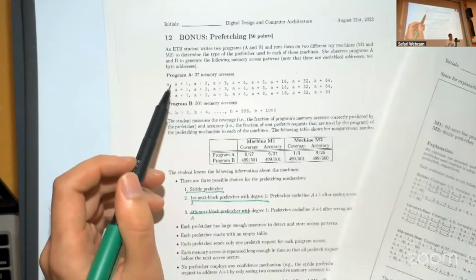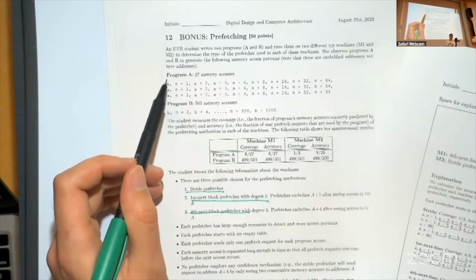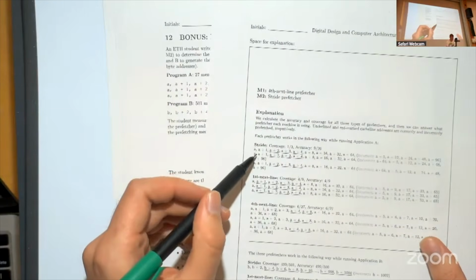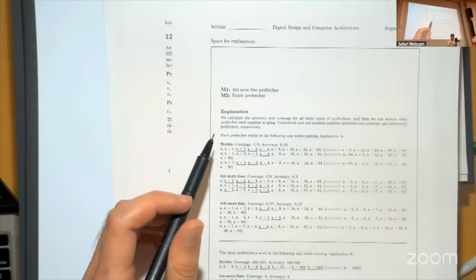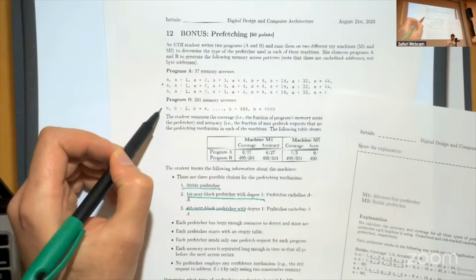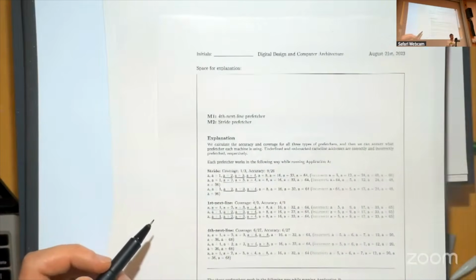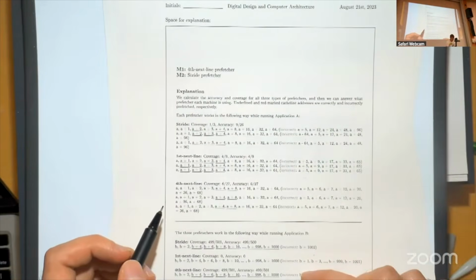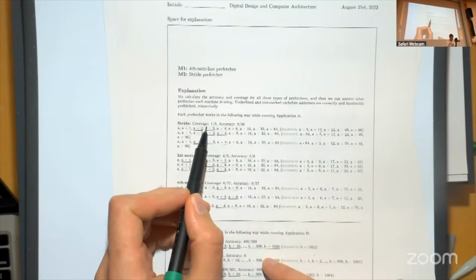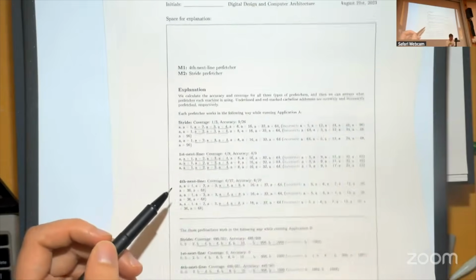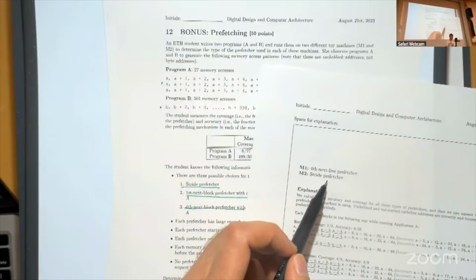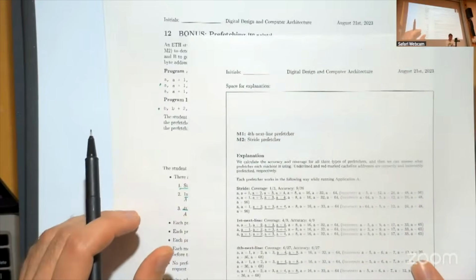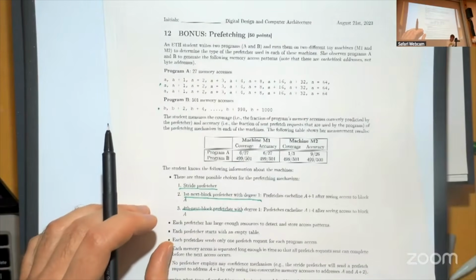So the hard way is to take these accesses, all of them, and evaluate every single one of these prefetchers and see what they're going to issue, measure the coverage for both of these programs, and try to find it out this way. You are going to calculate the coverage and the accuracy, and eventually what you will come up with is that M1 is the fourth next line prefetcher, and M2 is the stride prefetcher. And that's the hard way.